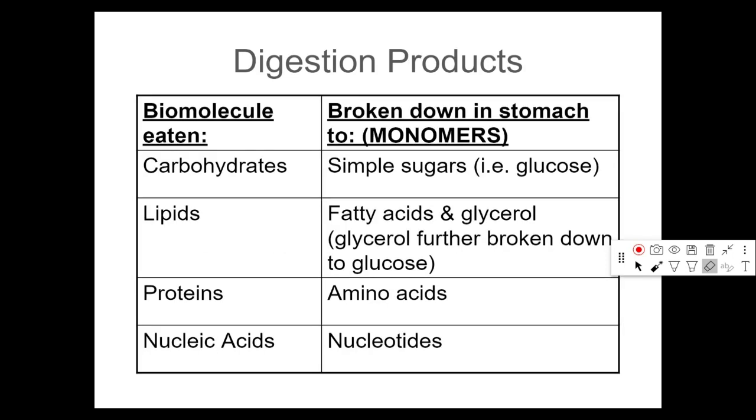And here are some digestion products. Whenever you eat carbohydrates, you break them down into simple sugars, or glucose. When you're eating lipids, you break those down into fatty acids and glycerol, and then glycerol further is broken down into glucose. With proteins, you eat those proteins and break them down into amino acids. Then when you eat nucleic acids, the DNA of other living things, you turn those into nucleotides.